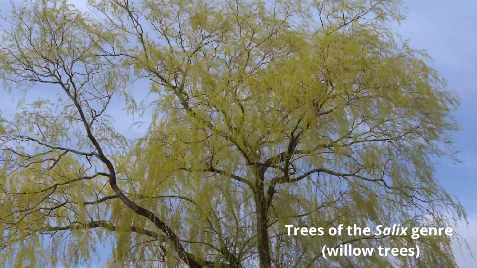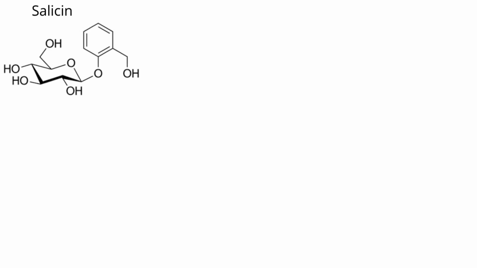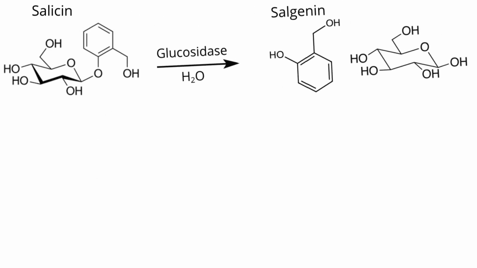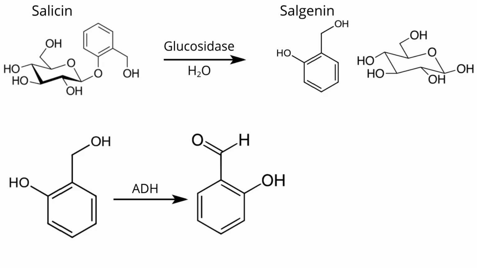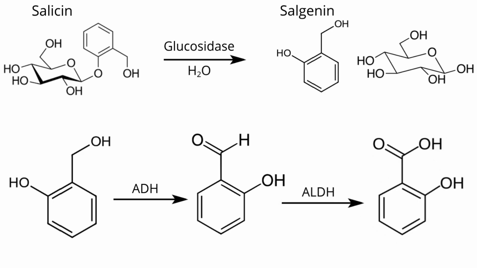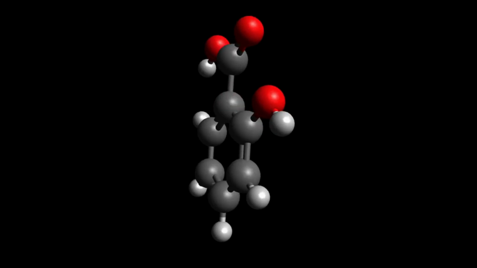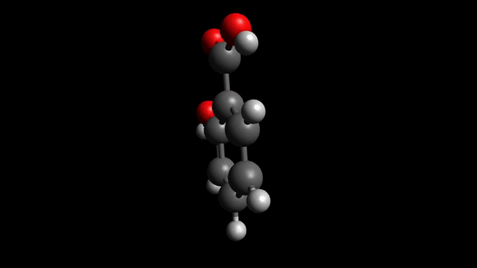That's because this bark contains a compound called salicin, which glucosidases metabolize into saligenin. Saligenin is oxidized by alcohol dehydrogenase into salicylaldehyde, and salicylaldehyde is oxidized again by aldehyde dehydrogenase into salicylic acid. Salicylic acid is the main character of this video.